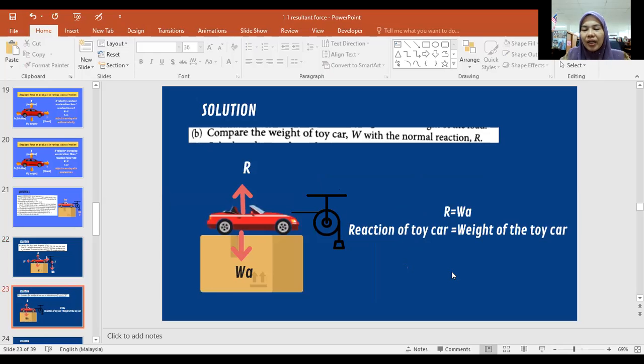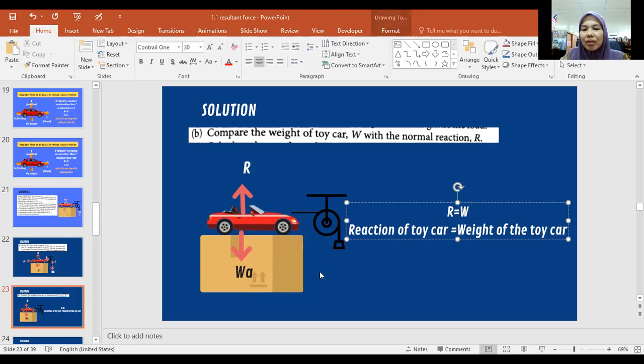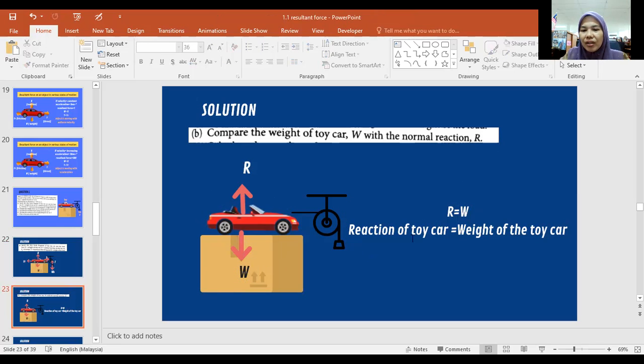Okay, next, compare the weight of the toy car W with the normal reaction. The object is stationary, as I told you just now. That means there is no force acting on the horizontal. We only have force on the vertical side. R is equal to W, the weight of the toy car. Reaction of the toy car is equal to weight of the toy car.